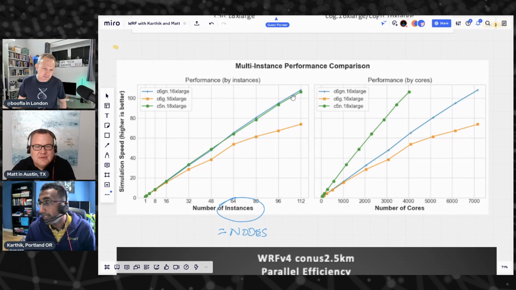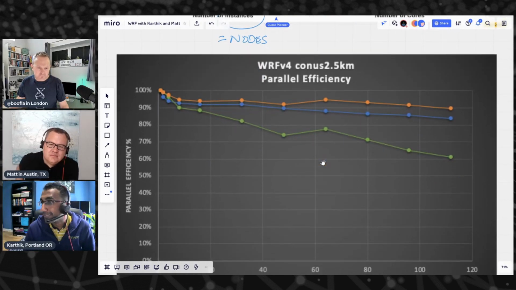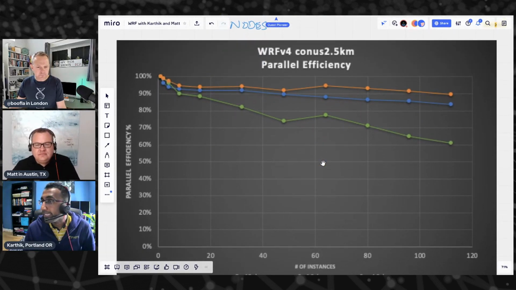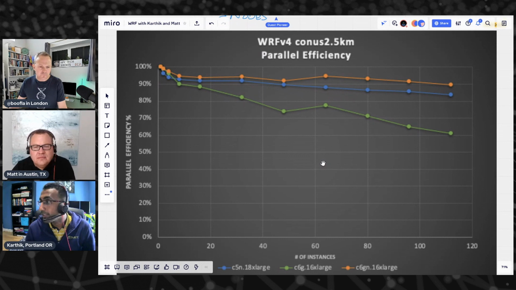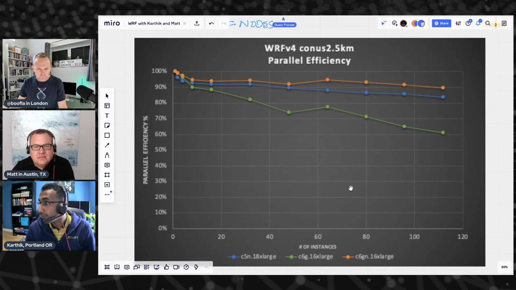Right. So that speaks about the parallel efficiency. If you scroll down a bit, the graph talks about the parallel efficiency across the different instance types, and here we see that the C6GN, represented in orange, has about 90% parallel efficiency at 112 nodes, which is pretty awesome for WRF. And C5N is around 85% here. So EFA really helps in scaling, and we do see that in these numbers.